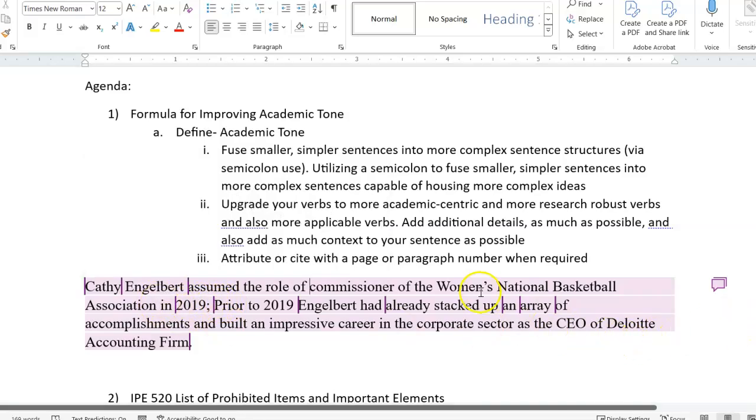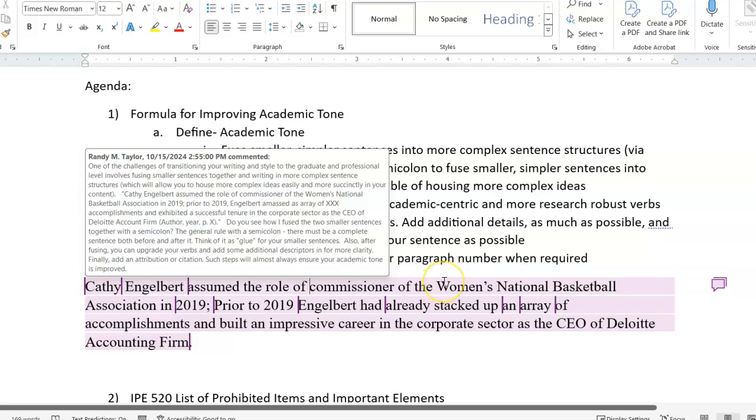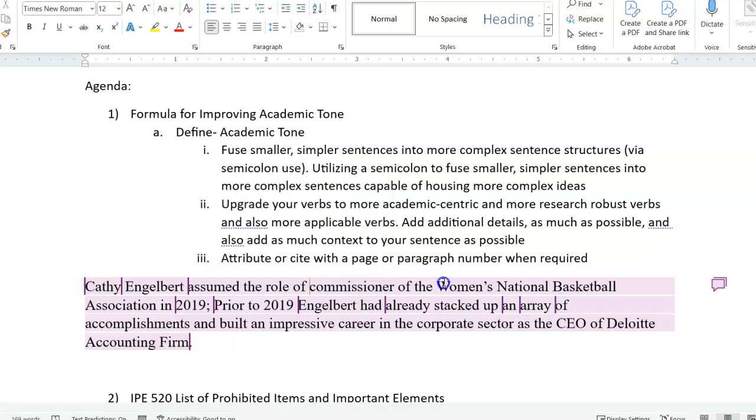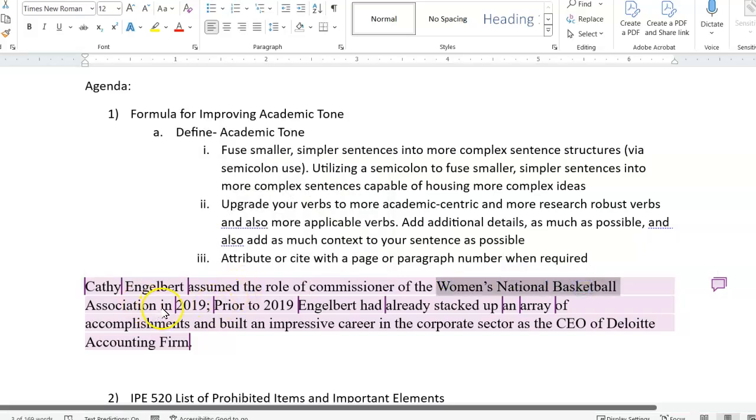Just another tip, whenever you have, though it might seem like it's common knowledge, in most instances it's not, if you have an abbreviation, you spell it out upon first mention, and then you can refer back to the abbreviated version for each subsequent use.